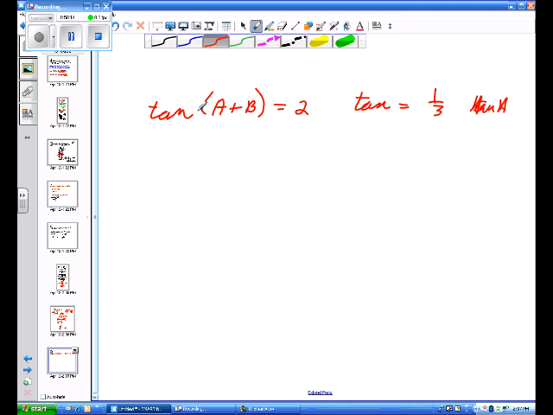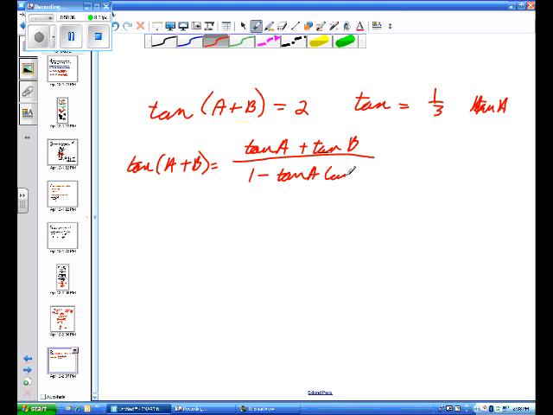Well, we start out, how did we get the tangent of A plus B? Well, the tangent of A plus B was the tangent of the first plus the tangent of the second over 1 minus the tangent of A times the tangent of B. Now, if we go in and fill in what we know, the tangent of A plus B is 2.